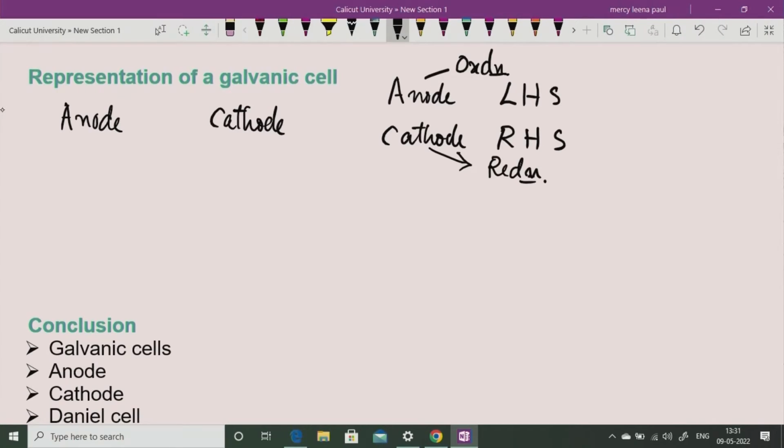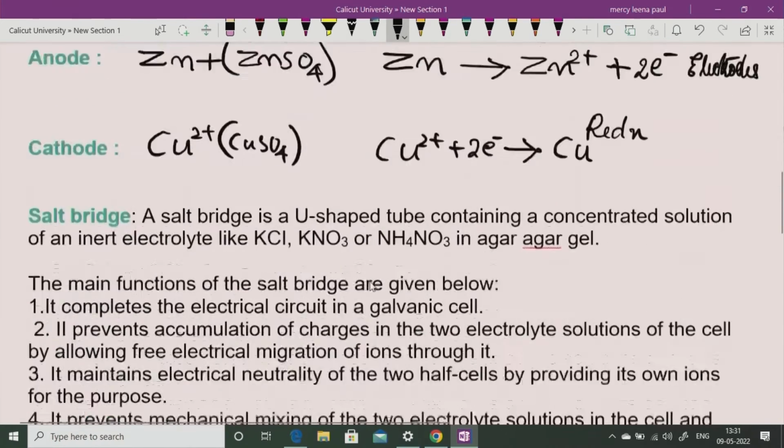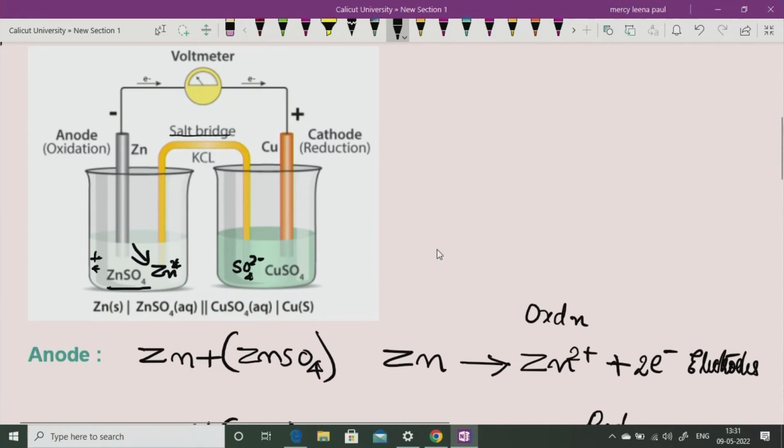Now, let us consider the first cell which we had discussed in the beginning. So, here we have the anode as a zinc rod dipped in zinc sulphate solution.